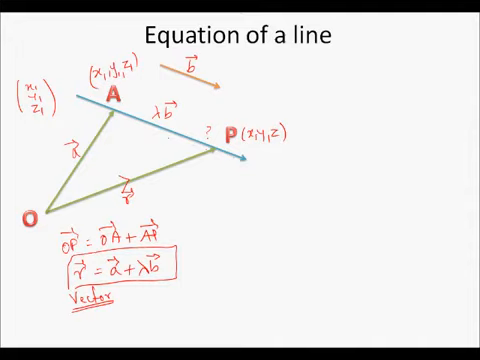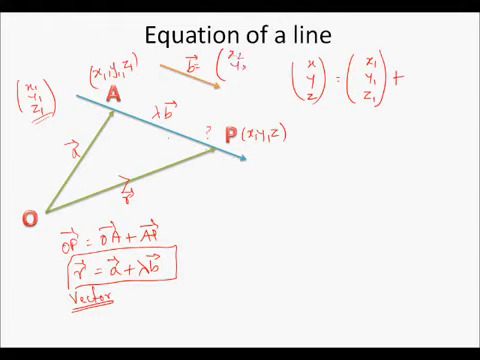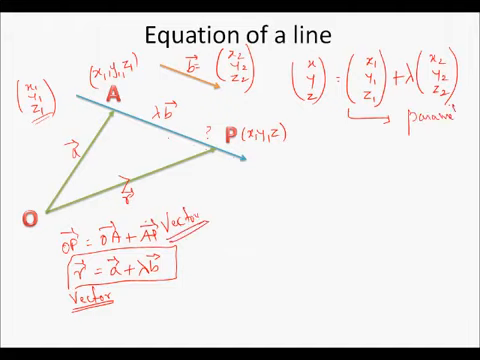Now I use the component form. If I substitute r as x, y, z, and a as x1, y1, z1, plus, for b, I've got x2, y2, z2. So this would be lambda times x2, y2, z2. This is how we write an equation of a line, and this is the vector form. Next is the parametric form, because we are going to write this in a parametric way.